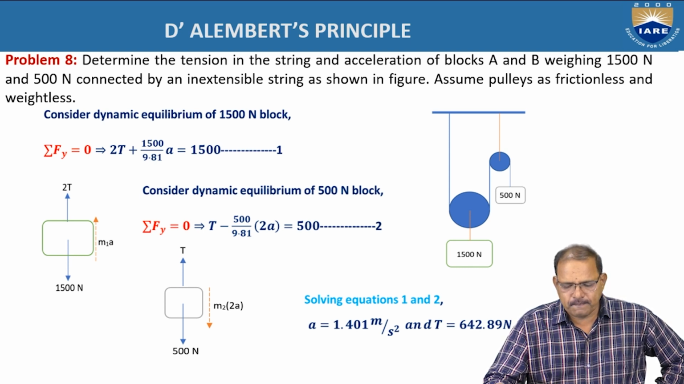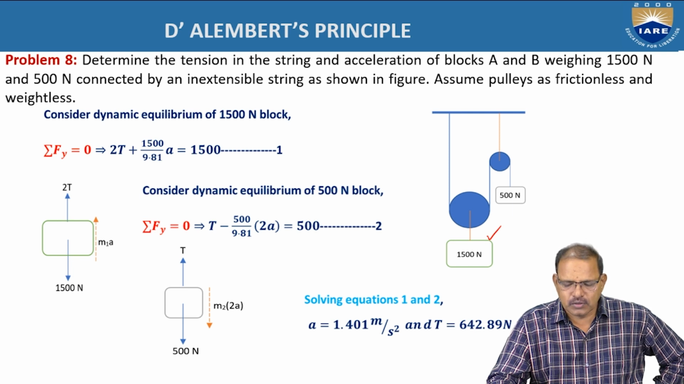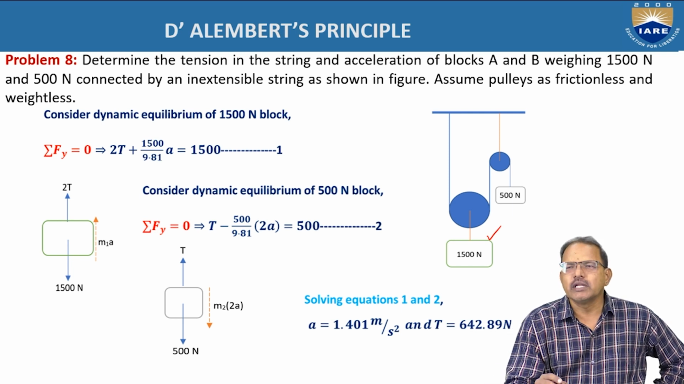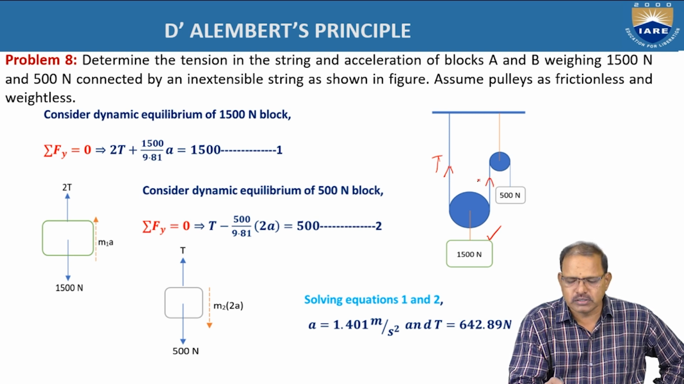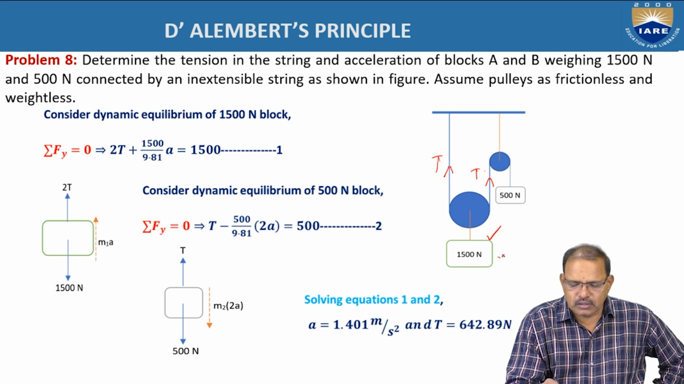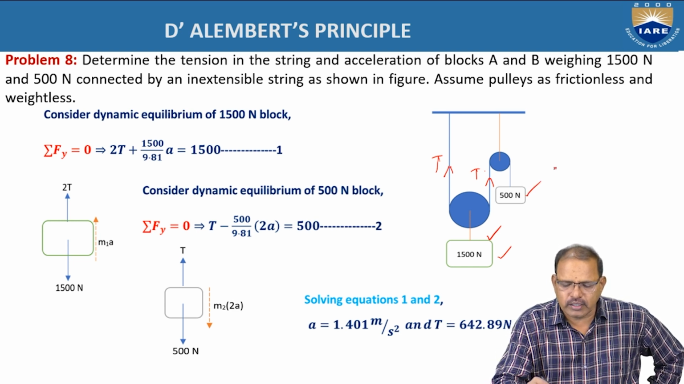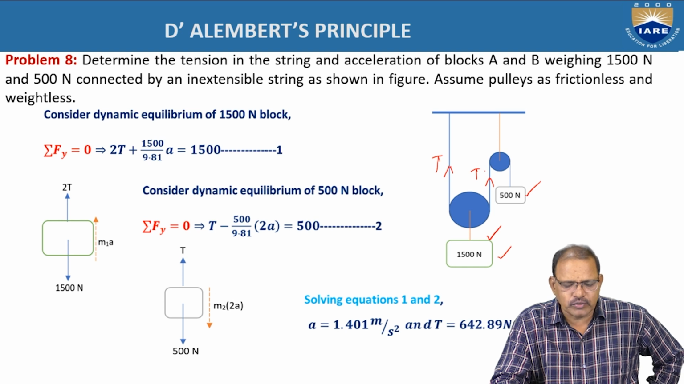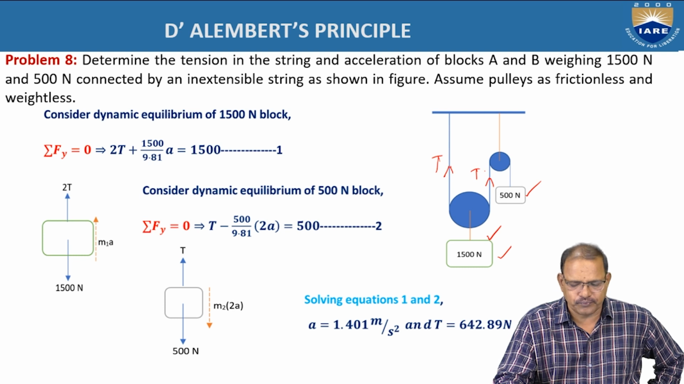Now consider the pulley block which has a weight equal to 1500 newtons. Here are the forces acting on it. Let T be the tension in the string, acting in the upward direction. Here it is also acting upward. T plus T, the resultant is 2T, acting upward. The 1500 newtons is acting in the downward direction. Since the other end has 500 newtons, the 1500 newtons body always moves downward.